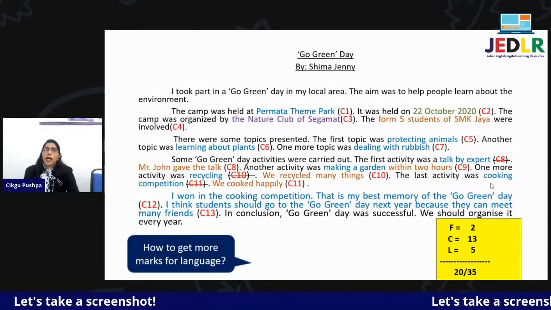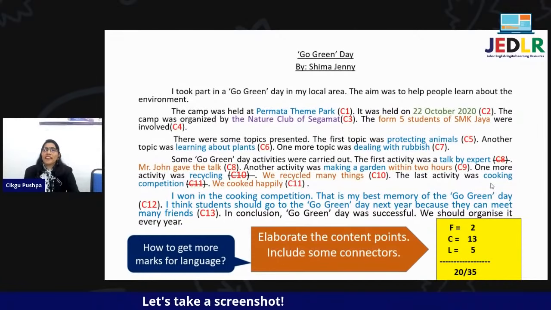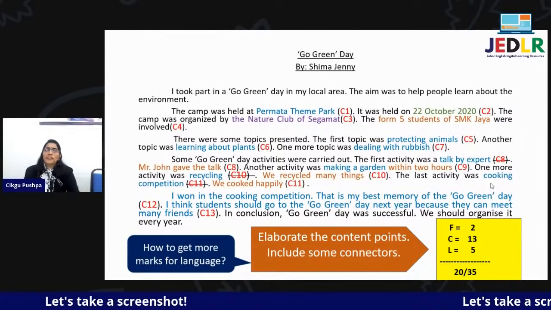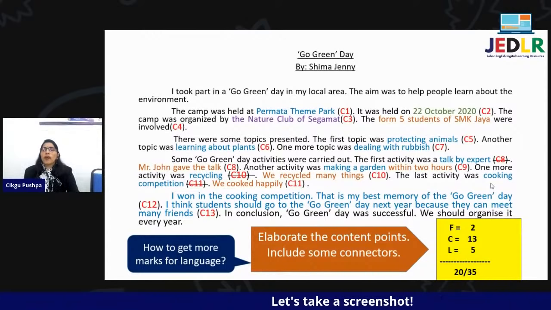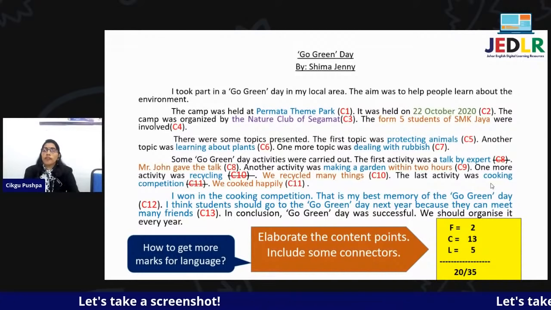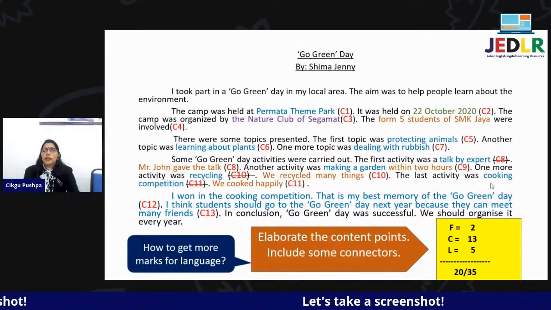So how to get more marks for the language? Students, how to get more marks for the language? What do you have to do? Yes, try to elaborate the content points. And I think you have learned connectors, you know, besides, moreover. Please use those connectors so that your essay will sound better.